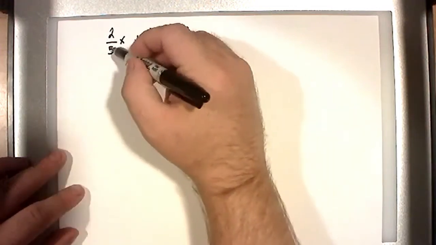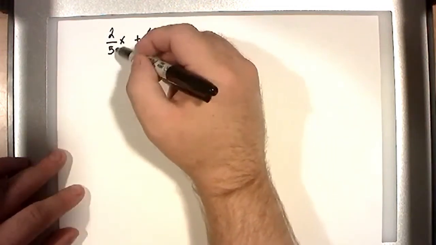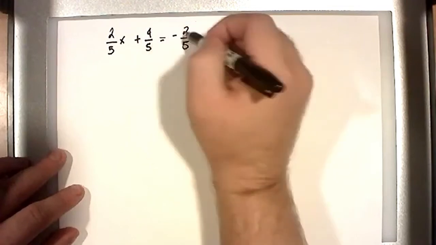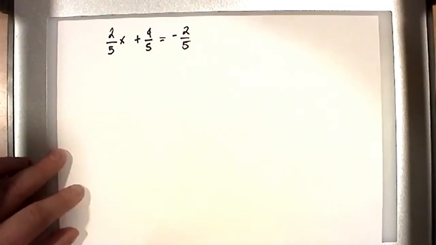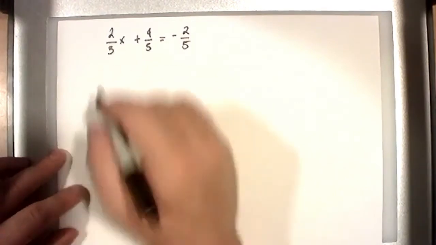Aren't all of these being divided by 5? Isn't that 2 divided by 5 and 4 divided by 5 and negative 2 divided by 5? Well, how do we get rid of division? With multiplication, yeah? So let's multiply.